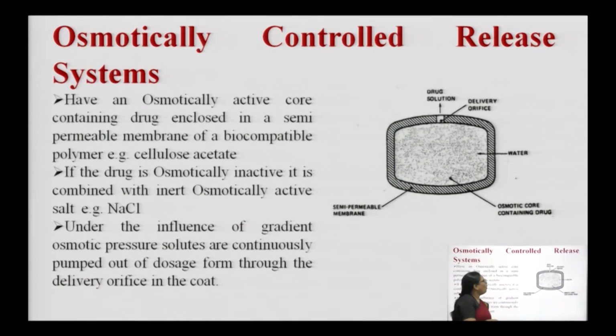Next, we have osmotically controlled release systems. This system consists of an osmotically active core which contains the drug enclosed in a semi-permeable membrane, such that the semi-permeable membrane is made up of a biocompatible polymer, right, and the system has an orifice in it, a small opening, which is called the drug delivery orifice.